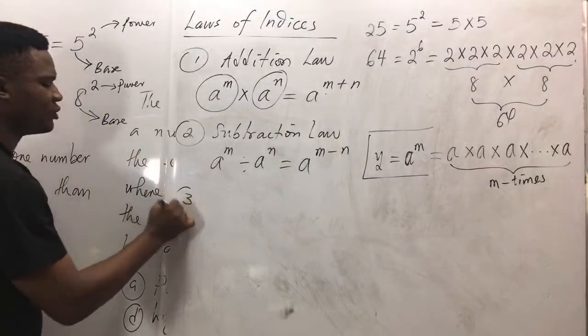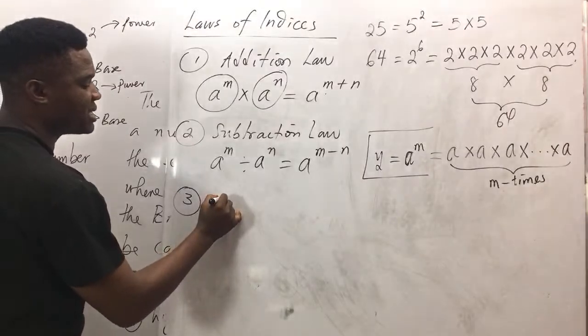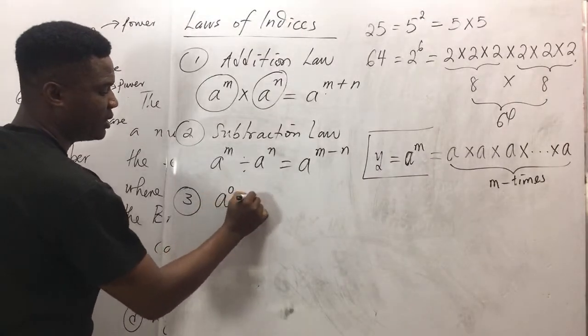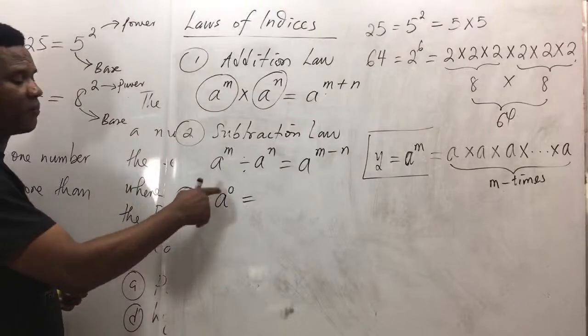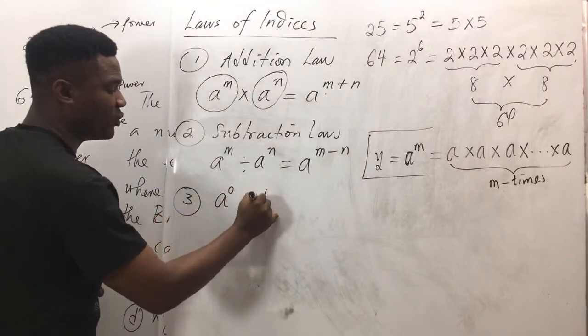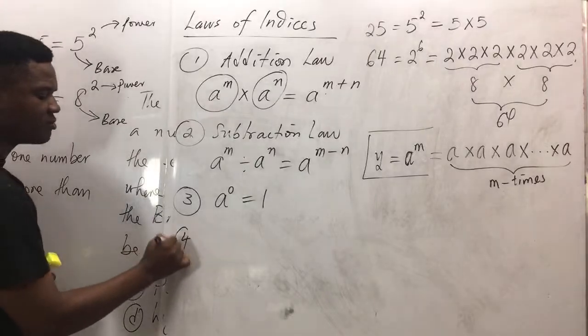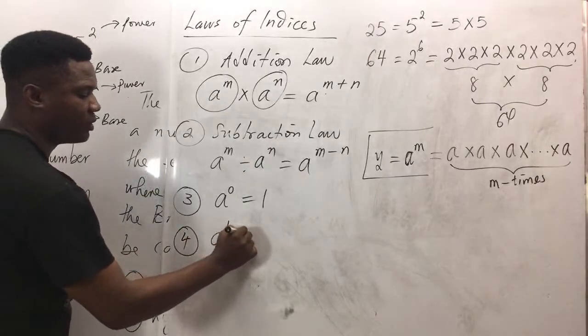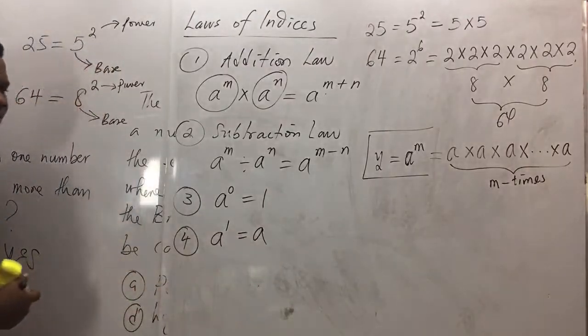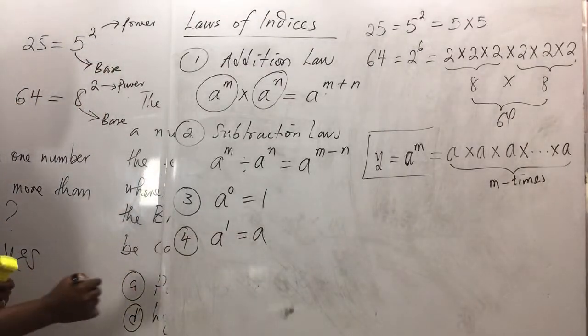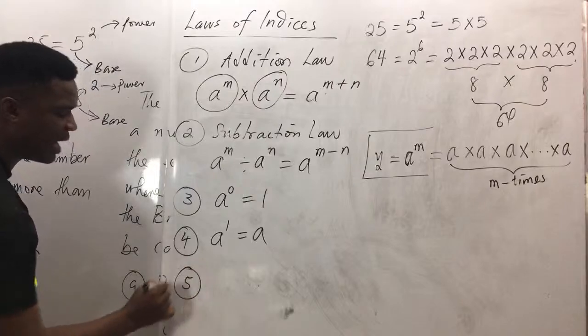Let's go to law number 3. Law number 3 simply says that if there is a base raised to the power of 0, the result will give you 1. Then law number 4 comes in as a raised to power 1 is a. Then comes law number 5.